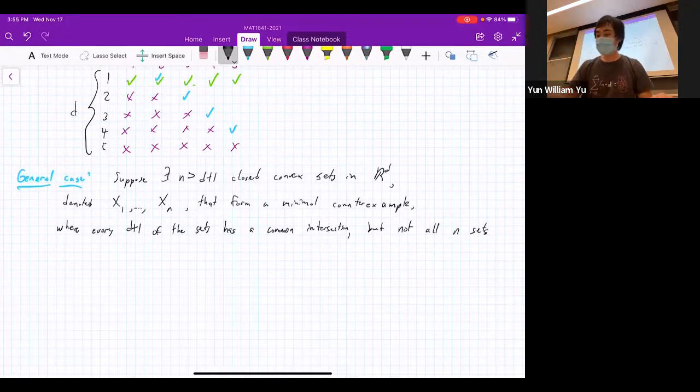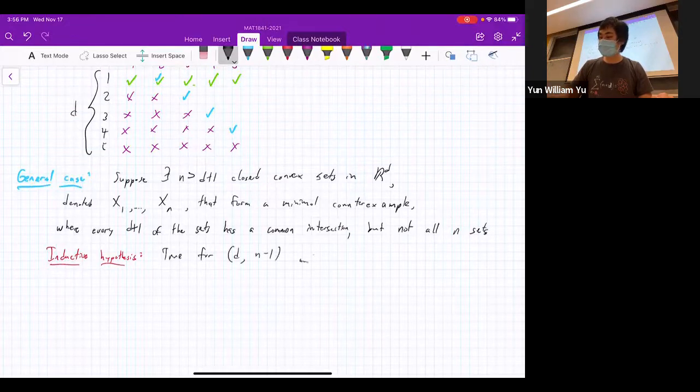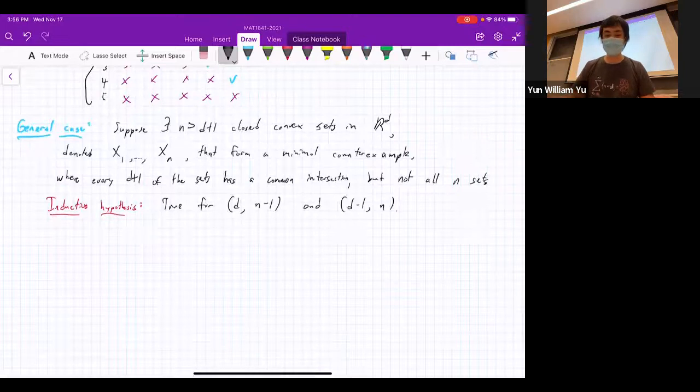Okay, and let's explicitly talk about what our inductive hypothesis is. So our inductive hypothesis is that this is true for d, n minus 1 and d minus 1, n. Okay, let me just keep on going until we run out of time, and then we'll probably continue this proof tomorrow.